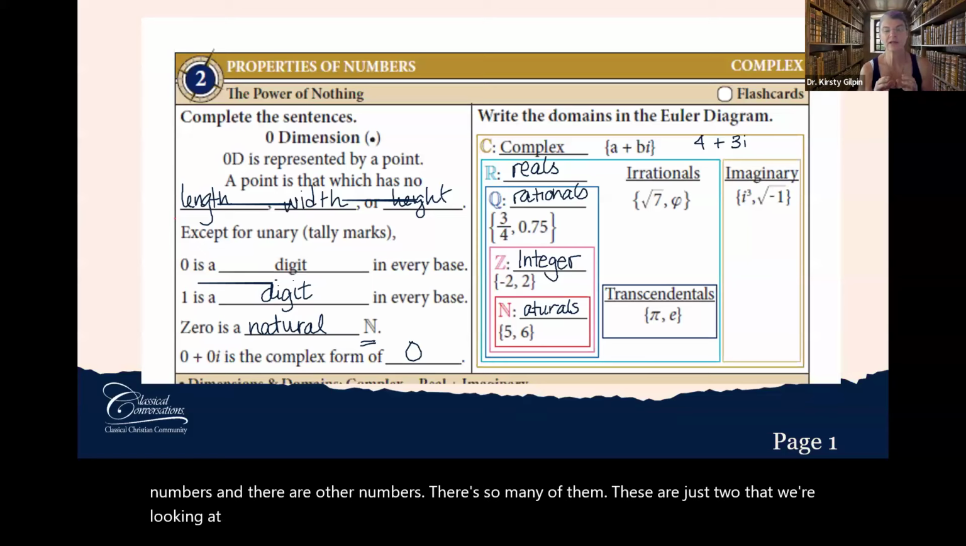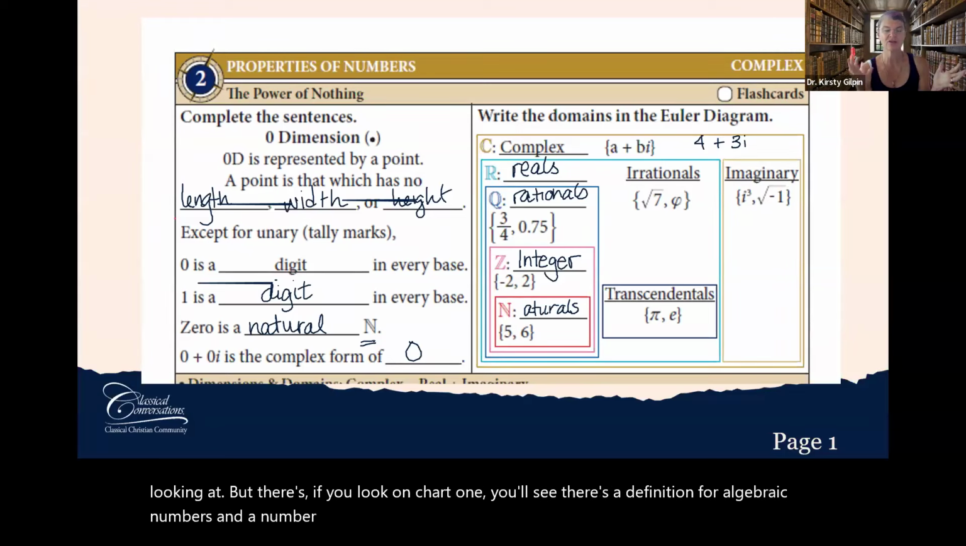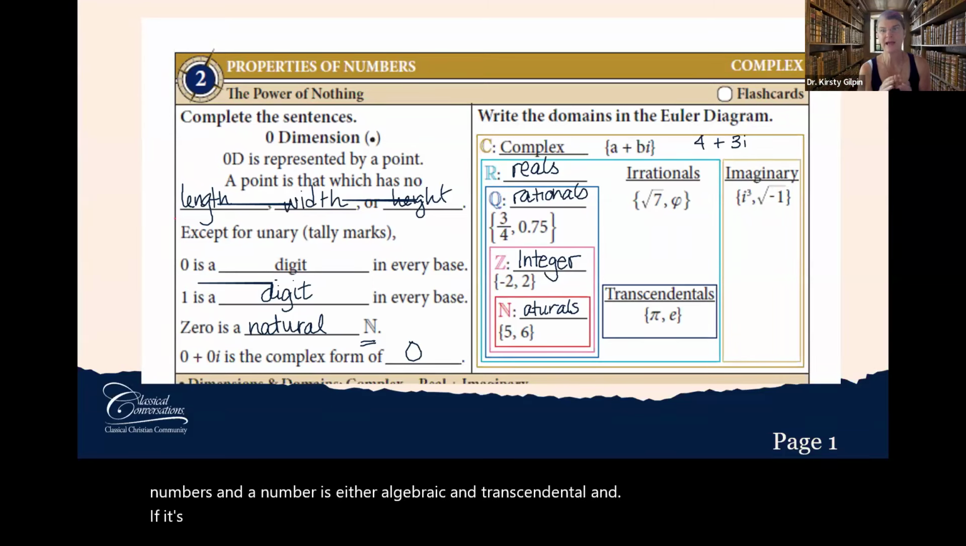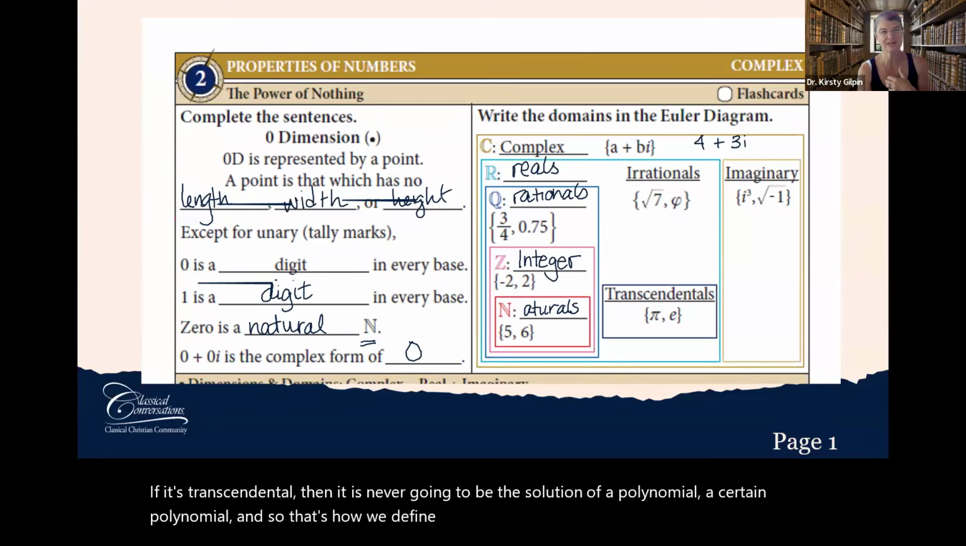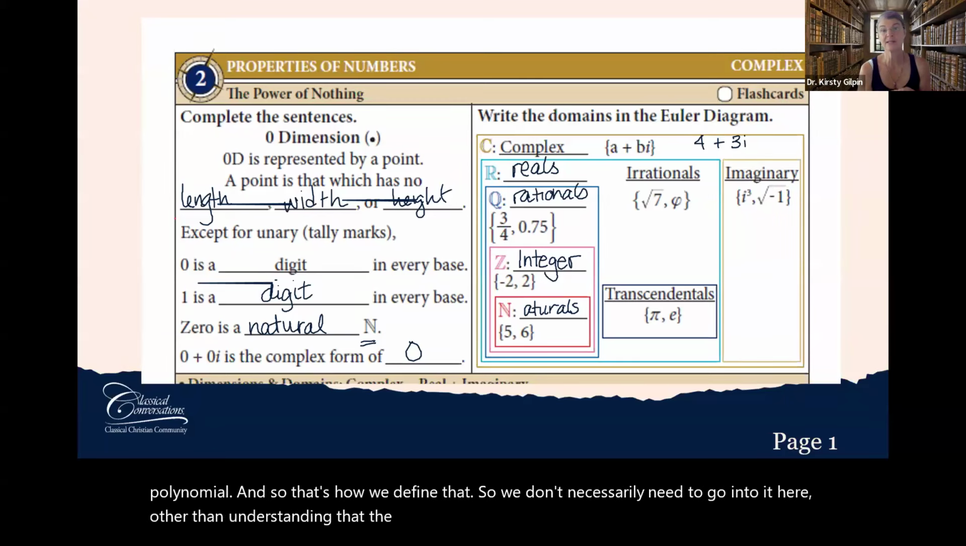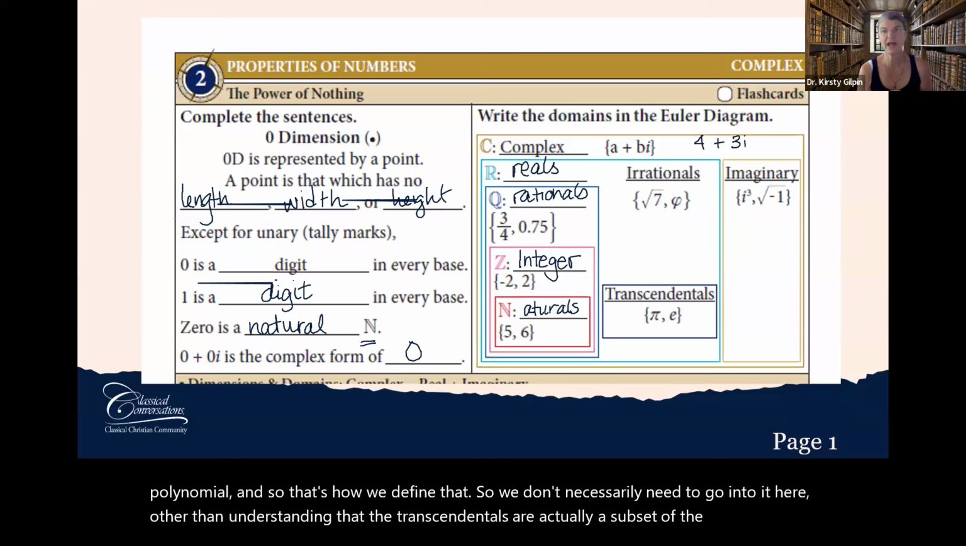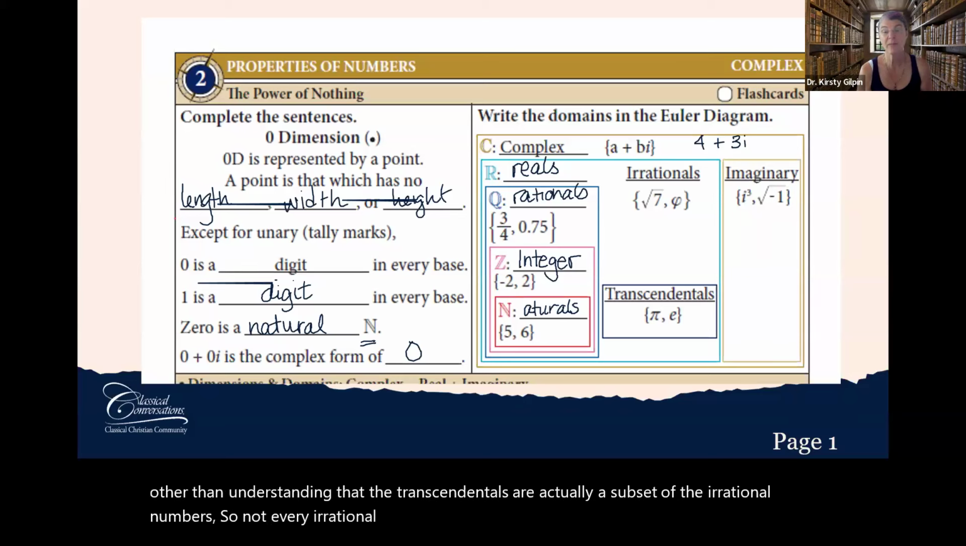If you look on chart 1, you'll see there's a definition for algebraic numbers, and a number is either algebraic or transcendental. If it's transcendental, then it is never going to be the solution of a certain polynomial. That's how we define that. We don't necessarily need to go into it here, other than understanding that the transcendentals are a subset of the irrational numbers. So not every irrational is transcendental, but pi and e are two examples that are.